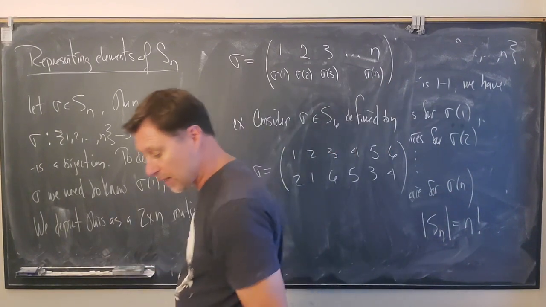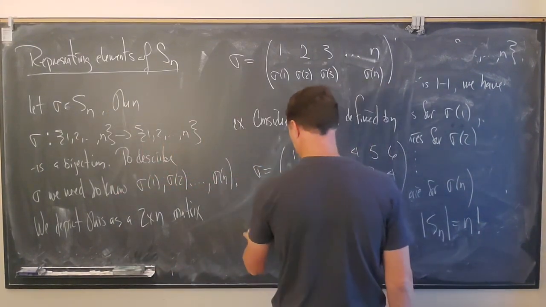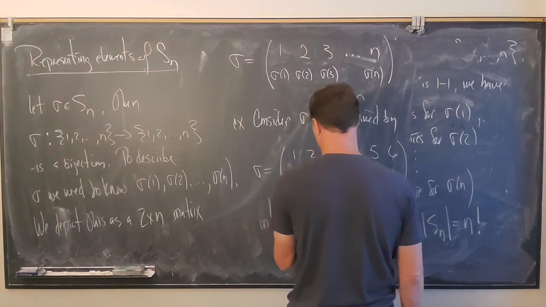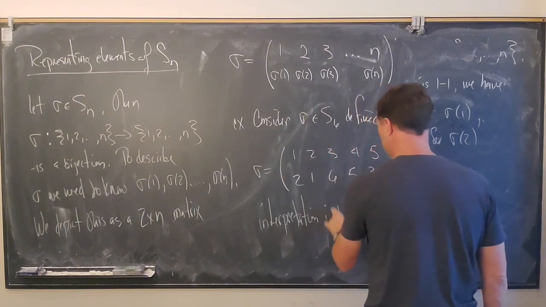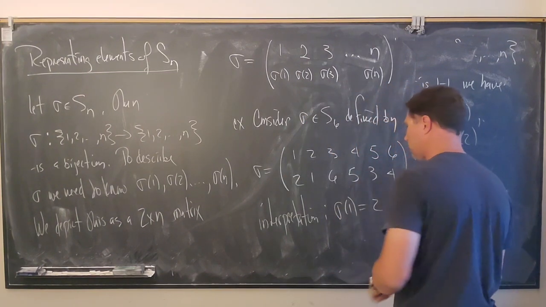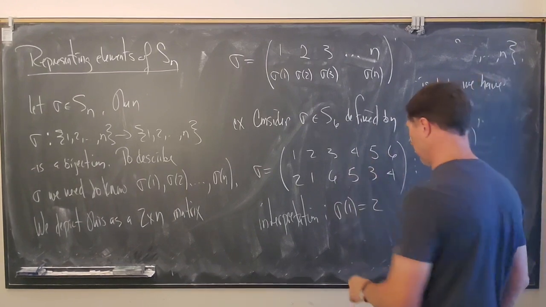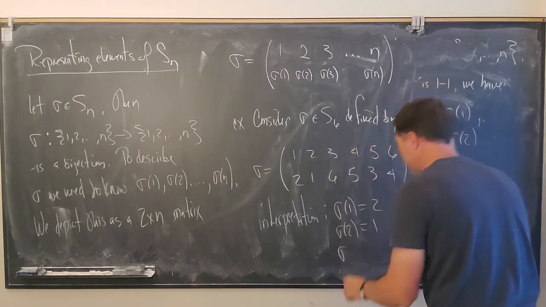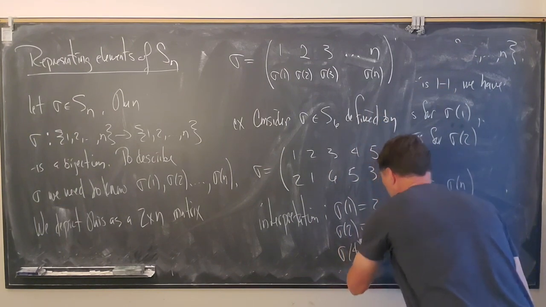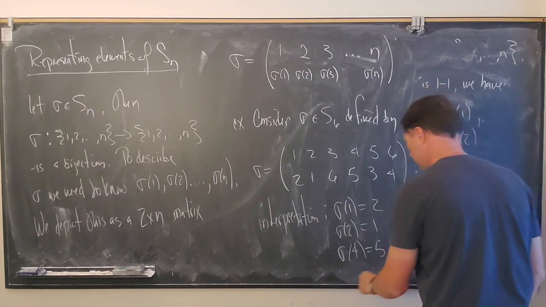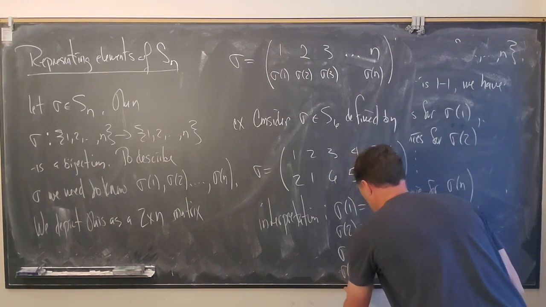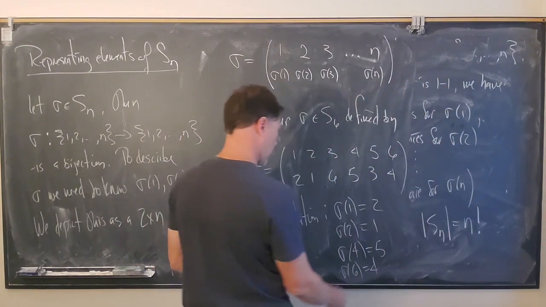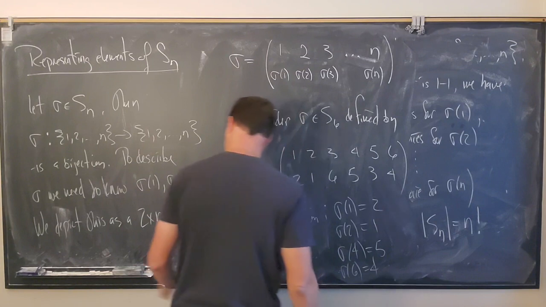So what does that mean? How do you interpret this? So interpretation, sigma of 1 equals 2. Sigma of 2 equals 1. Sigma of 4 equals 5. I'll do one more, sigma of 6 equals 4. You can figure out the other one. Sigma of 3 equals 6. Sigma of 5 equals 3.